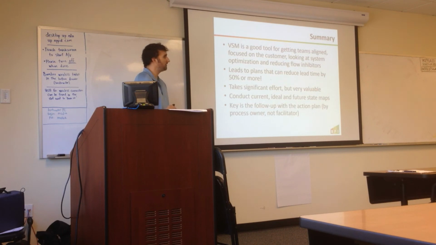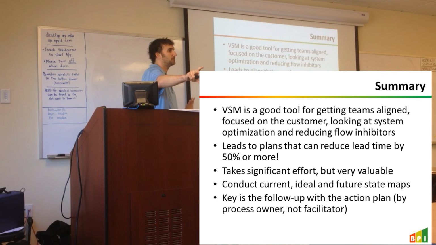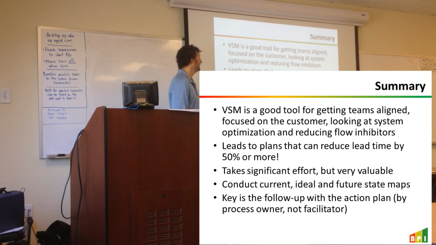So to summarize, value stream mapping is a really good tool to get your teams aligned to the horizontal flow of your processes that the customer is more likely to experience, not just within your own department. And that allows us to see the flow inhibitors in the process. And I've seen where you can cut 50% or more out of the lead time just by going through the exercise and making improvements from that. Half the time it's just so obvious because people have just never looked at it in that angle, in that perspective. It takes a lot of effort, but it's very, very valuable.